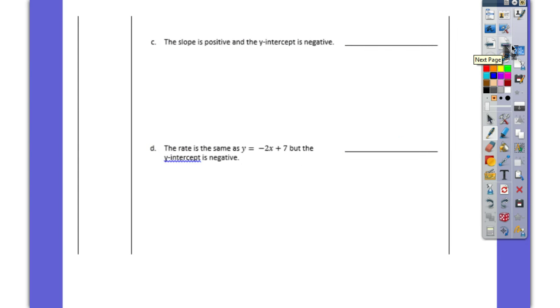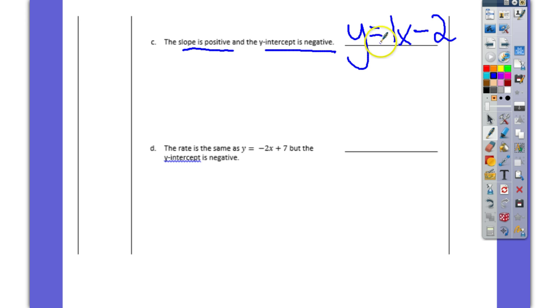All right, letter C. I'm going to start out, y equals, what's the rule? The slope is positive, the y-intercept is negative. We can have a gazillion different answers for this one. Just throw out 3 examples. Who wants to pick one? What's one example? Y equals 1x, perfect, minus 2. That works. It has a positive slope and a negative y-intercept.